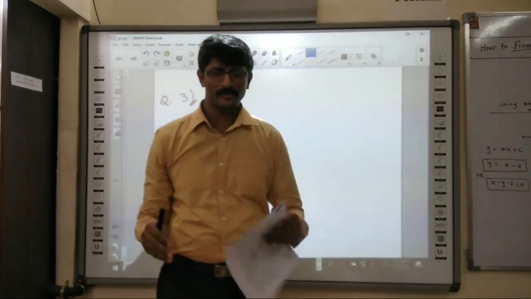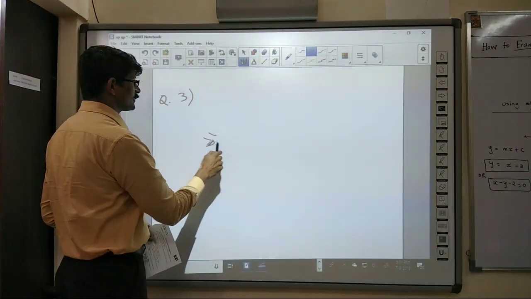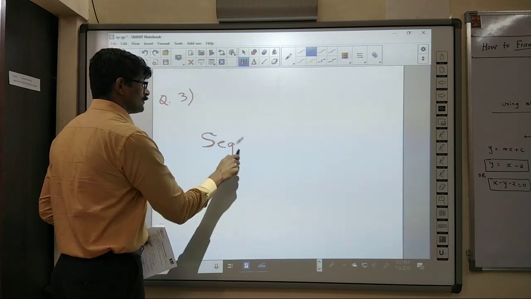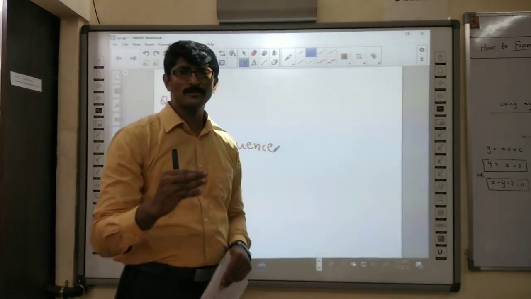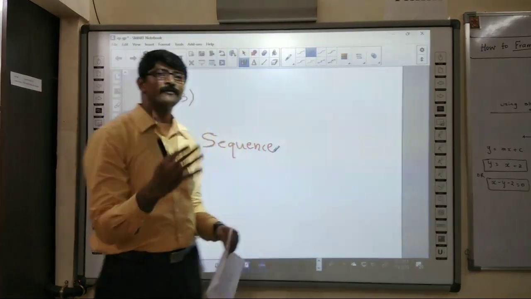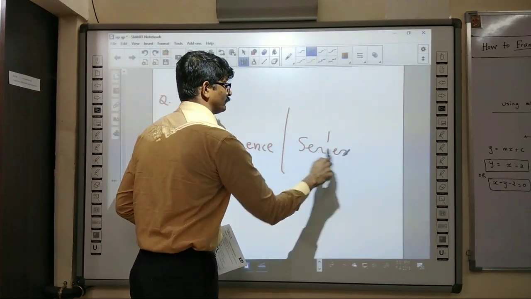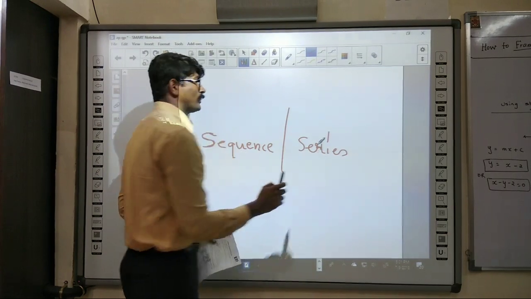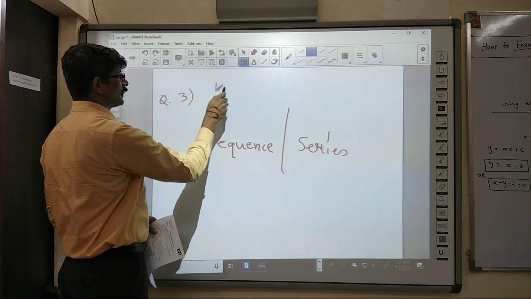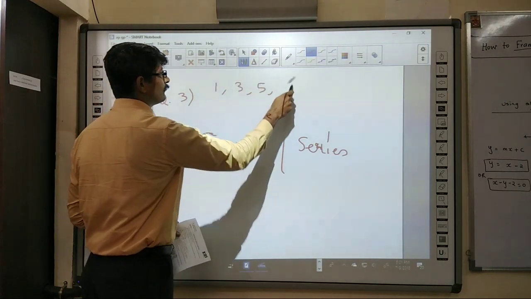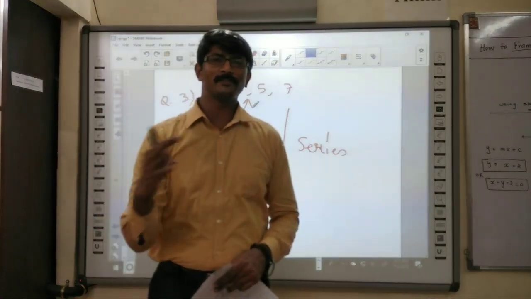Many students get confused with these two words. What are the two words? One is sequence, and the other is series. Students who are writing in the notebook, please pay attention here, I'm saying a very important thing. What is a series and a sequence? Sequence means whenever there is a comma between the numbers, like 1, 3, 5, 7. So this is a sequence. Whenever there is a comma between the numbers, it's called a sequence.